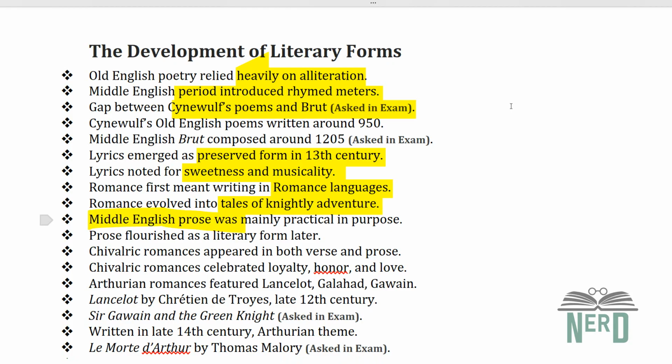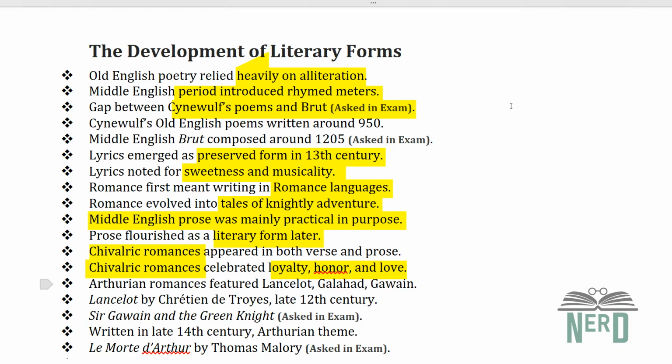Now let's talk about prose. In the Middle English period, prose was still practical, used for religious tracts, translations, or instruction. The real flowering of prose as a literary form came later. But there's one genre we must highlight here, the chivalric romance. Chivalric romance could appear in verse or prose, but its essence was the same. These were stories about heroic knights, loyal to their code of honor, often caught between duty, loyalty, and courtly love.